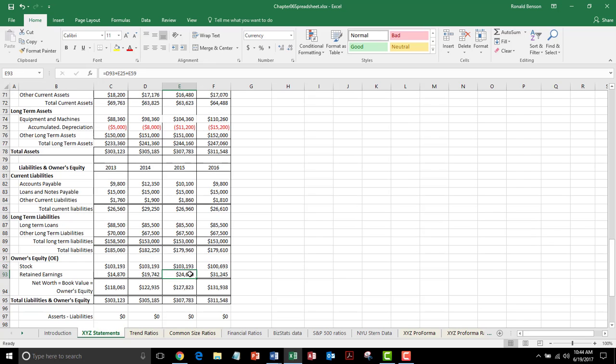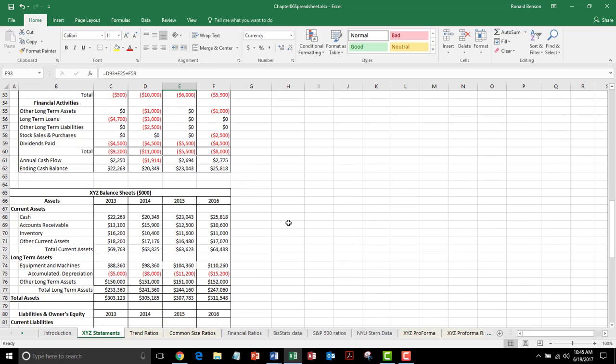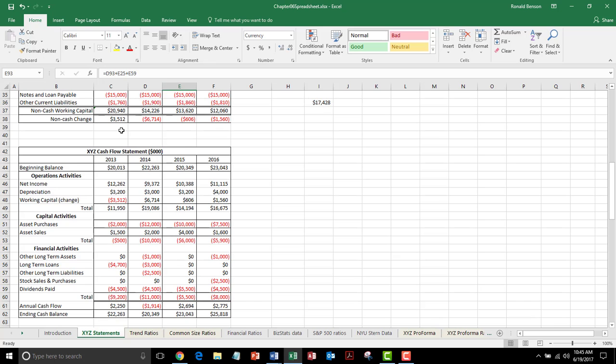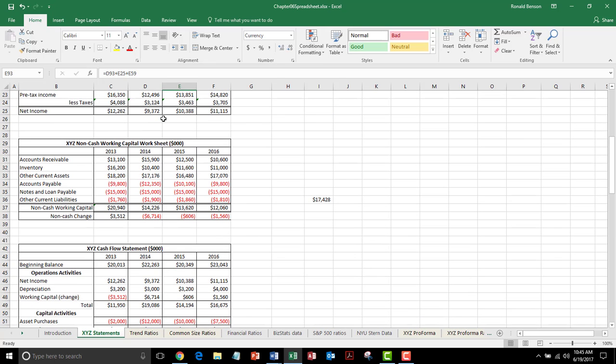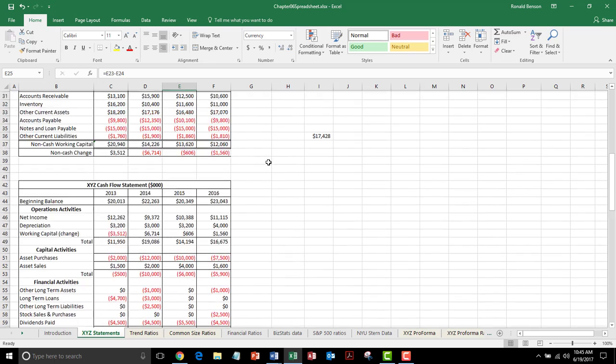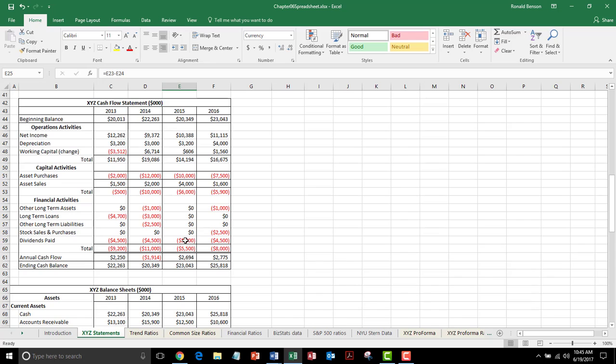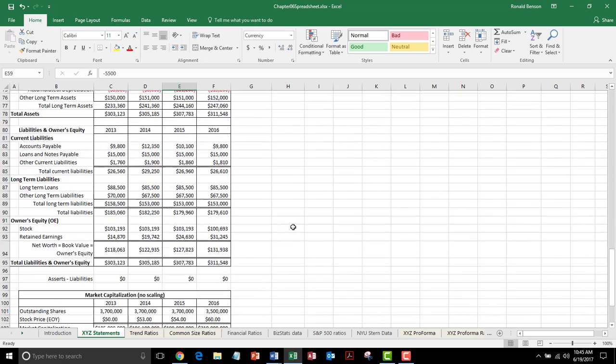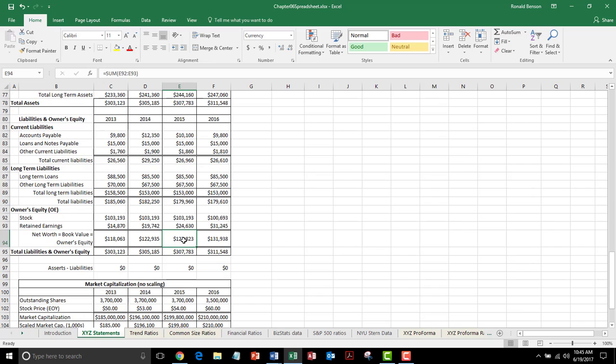Retained earnings is the sum of the previous retained earnings. We'll do this one. D93 is right here. Plus we have to add the net income and the dividends. Net income, way up here, 10,388. And the dividends come off the cash flow. We paid 5,500. And you put those together.